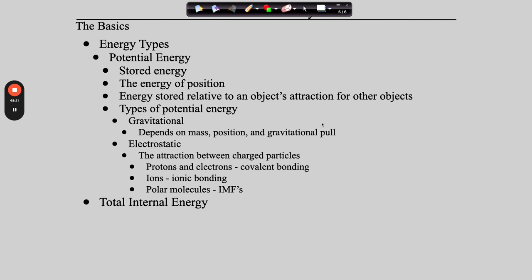But guys, the problem is that we need to be more detailed than that. And so in this class, we're going to talk about what is called total internal energy. And the total internal energy is just the sum of all the kinetic and potential energy within a system. And guys, please use the word system. We're going to do a deeper dive in that in just a few minutes. So a term you need to know, total internal energy, and it is the amount of energy contained within a system. The sum of the kinetic and potential energies.